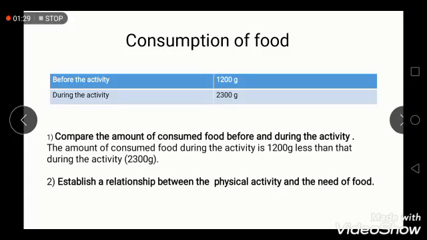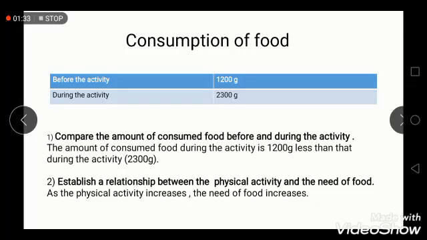So if I want to make now a relationship between the physical activity and the need of food, I see that as the physical activity or the effort during physical activity increases, the need of food also increases. So when I want to make any activity with more effort, we want to consume more food.